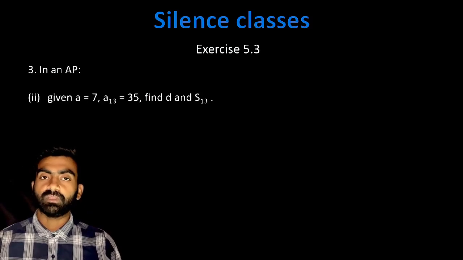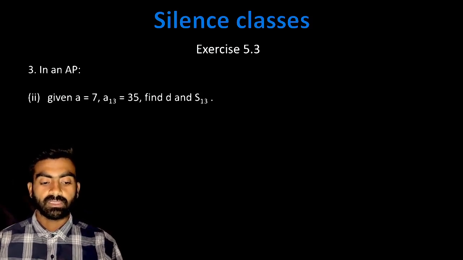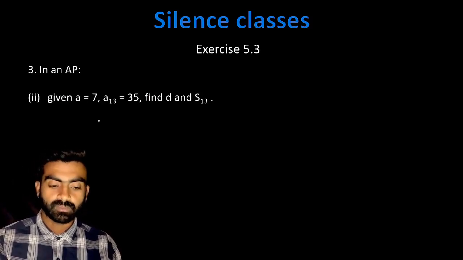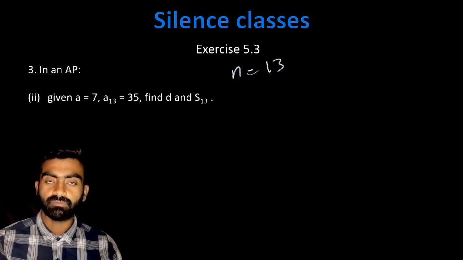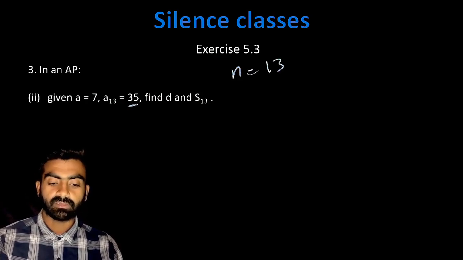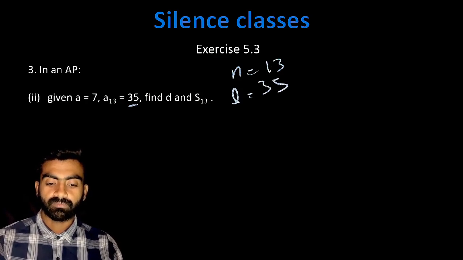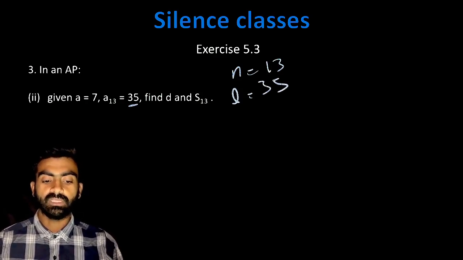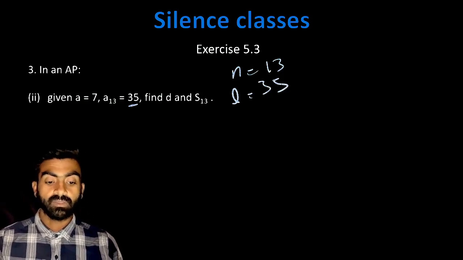Next, a = 7, the number of terms is n = 13, and the last term is l = 35. We have to find d, the common difference, and the sum of the 13 terms of the AP. So first of all we have to find d.